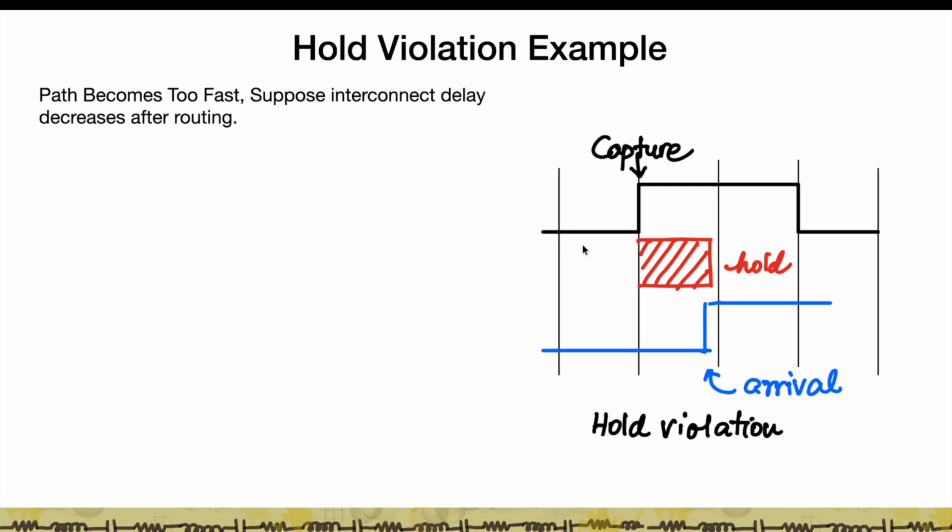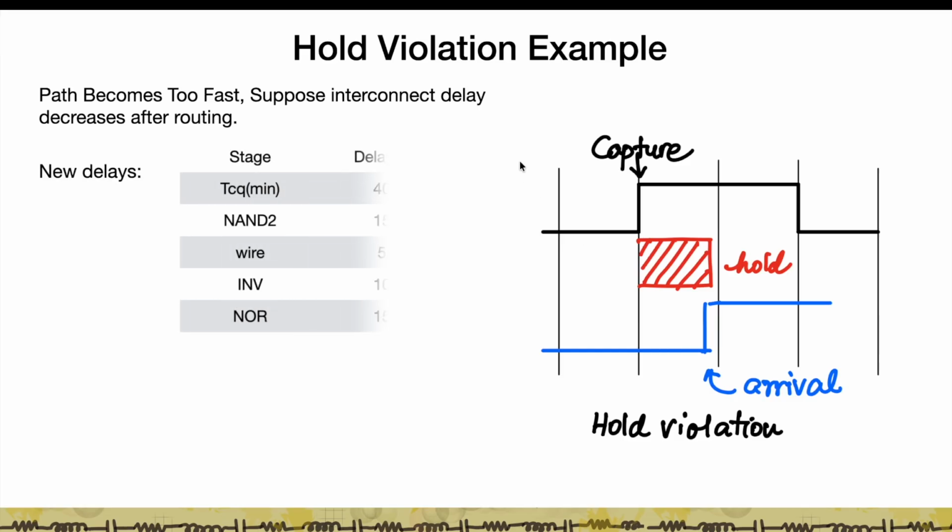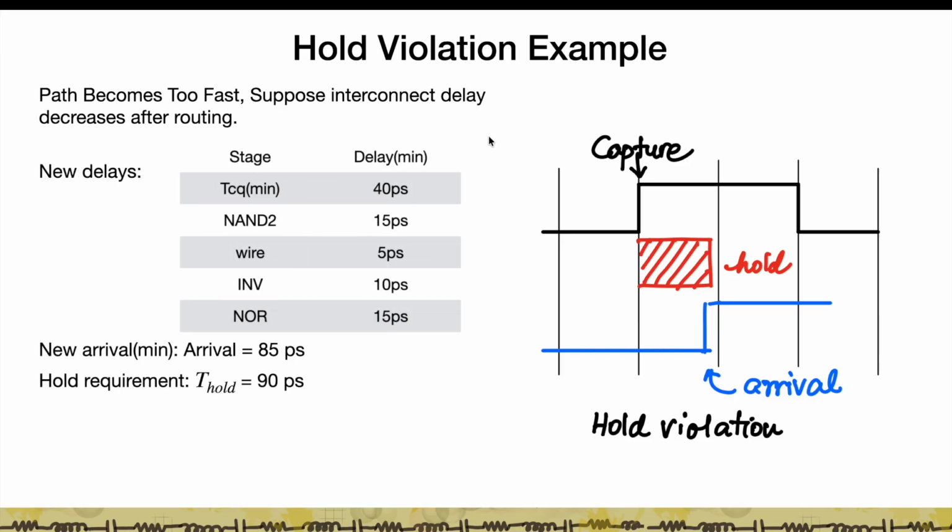Now let's make the path faster. Maybe after routing, the wire becomes shorter. Maybe the gates land in the corner of the chip with very light loading. New minimum delays: clock to queue drops to 40 picoseconds, NAND drops to 15, wire shrinks to 5, inverter to 10, and NOR to 15. So the new minimum arrival time is 85 picoseconds. Hold requirement is 90 picoseconds. So the data now arrives 5 picoseconds before the hold window closes.